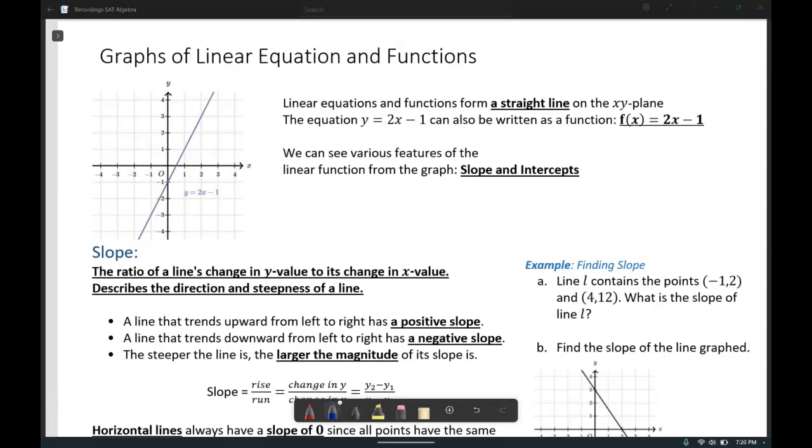Next lesson in our SAT coverage is we're going to look at graphs of linear equations and functions. So again, recall that linear equations and functions form a straight line on the xy plane. Here we can see the equation y equals 2x minus 1 graphed on the plane to the left. And if we're dealing with functions, instead of using y to represent our output, we use function notation. But they are synonymous and they serve essentially the same concept or the same function.